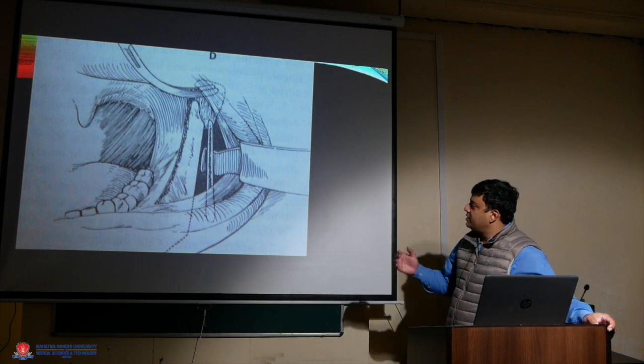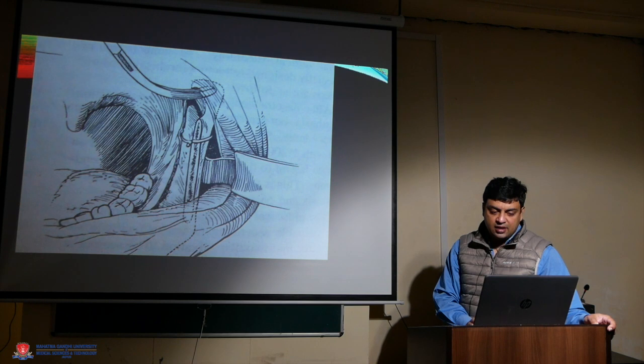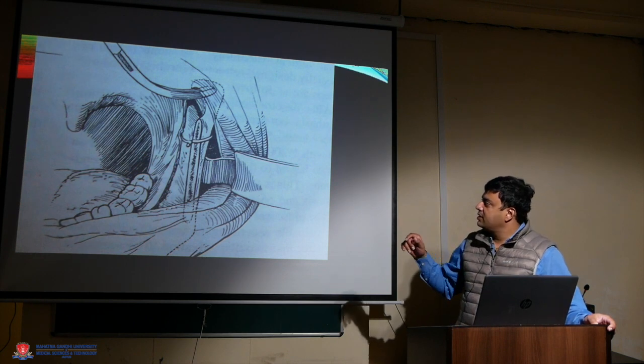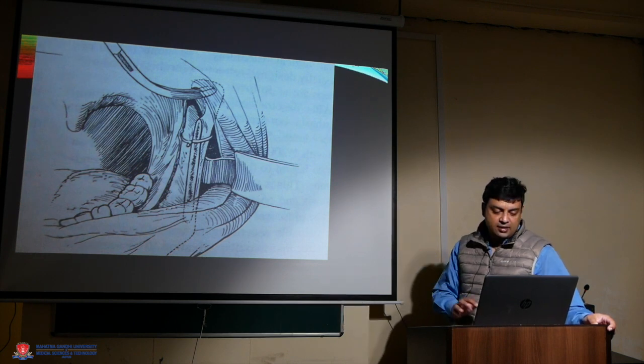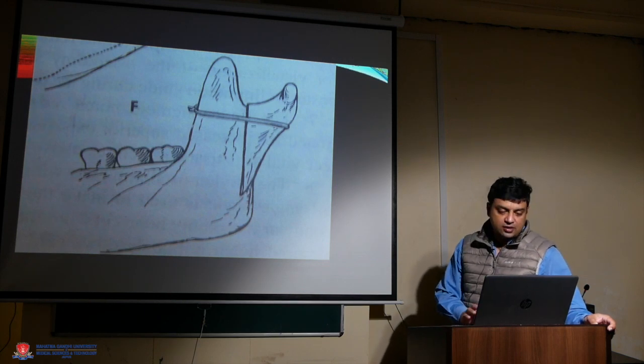And then the segment is mobilized and sufficiently skeletonized, and then an overlapping bone plate can also be used, or wire fixation can also be done this way. You can see the wire fixation done this way.